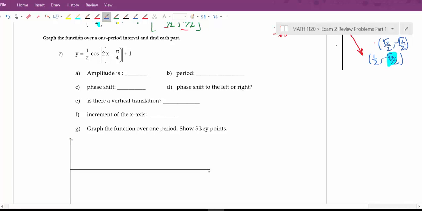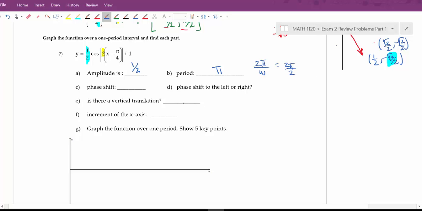Okay, first of all, the amplitude is going to be this number right here. Remember, an amplitude's always a positive number. So if that was negative 1/2, amplitude's 1/2. The formula for the period is 2 pi over omega, and omega is the coefficient of x. So on this one you would do 2 pi over 2, so you get pi.